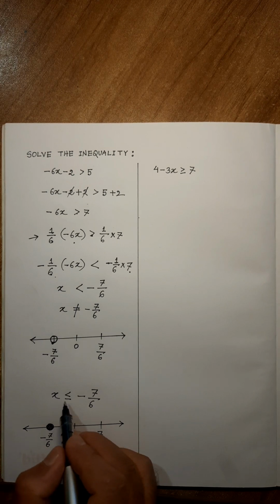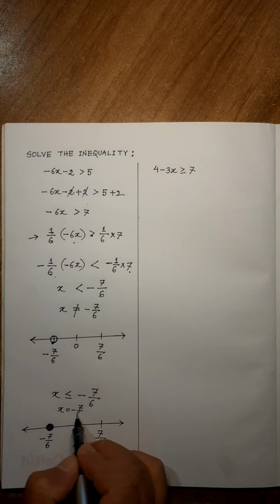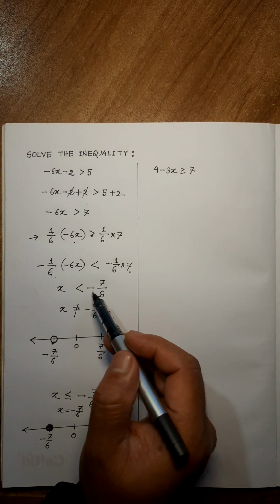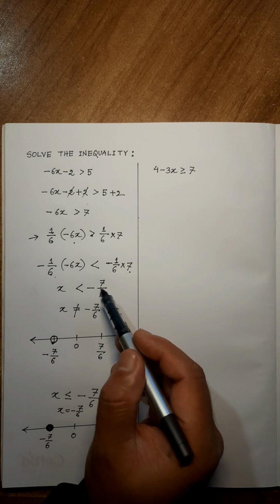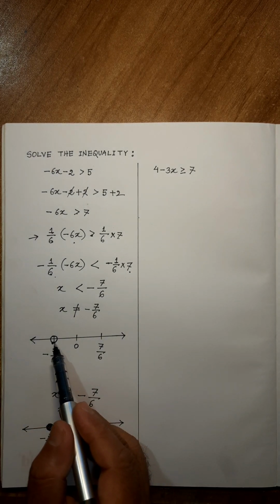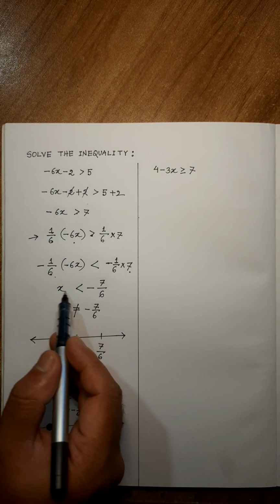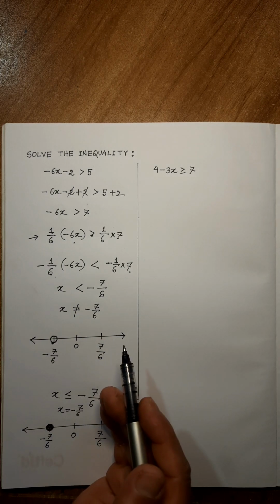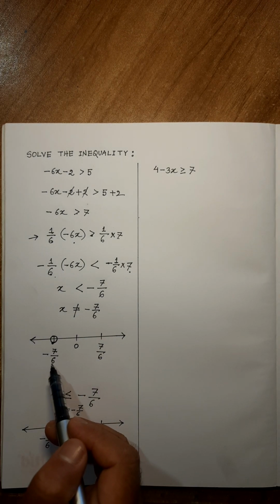Because x is not just less than, but x is also equal to negative 7 over 6. We have to acknowledge that. But we don't have that situation here. X is just less than negative 7 over 6. So we are going to keep that circle empty. And any value that is less than negative 7 over 6. Well, which values are less than negative 7 over 6?